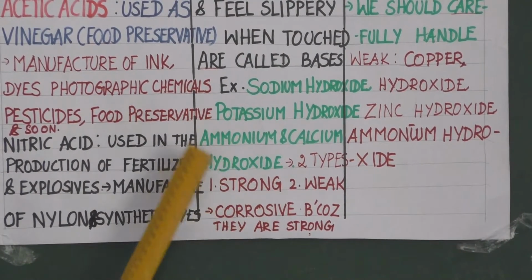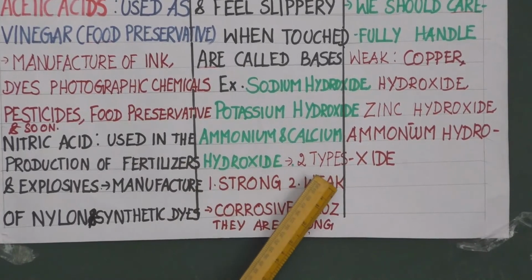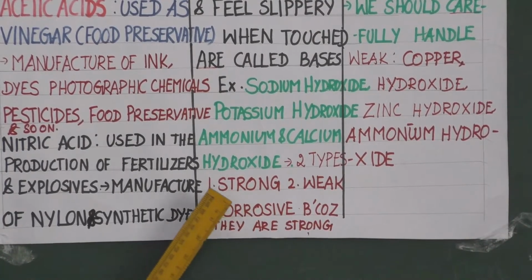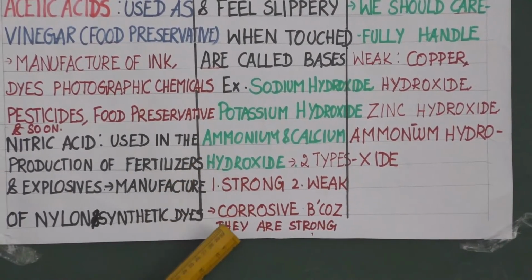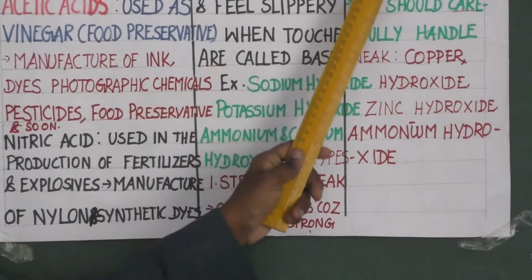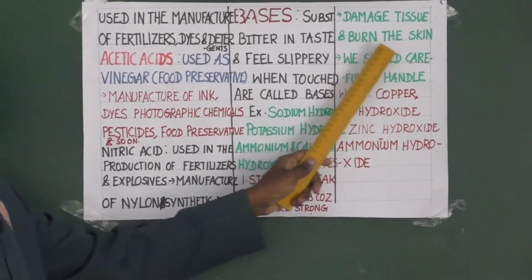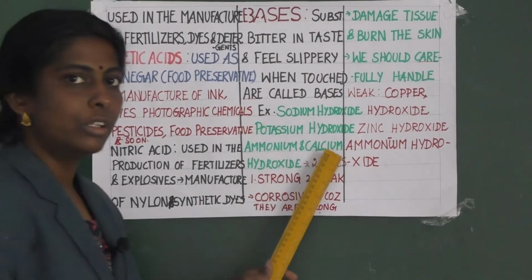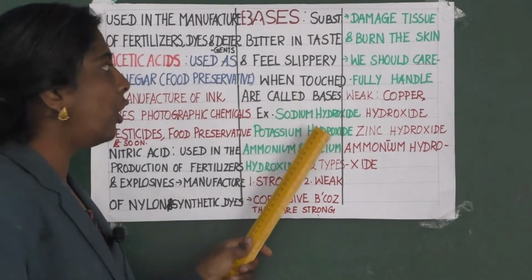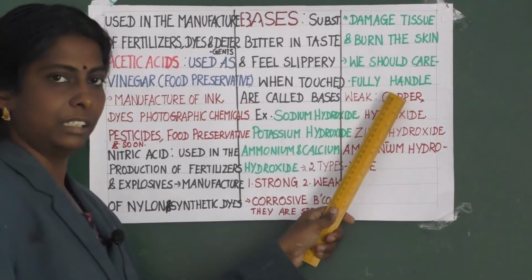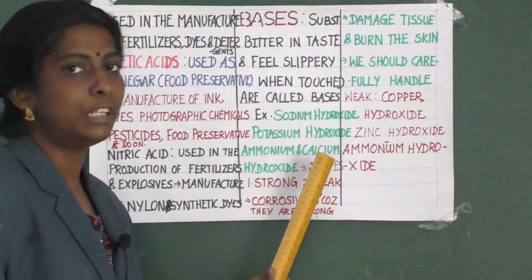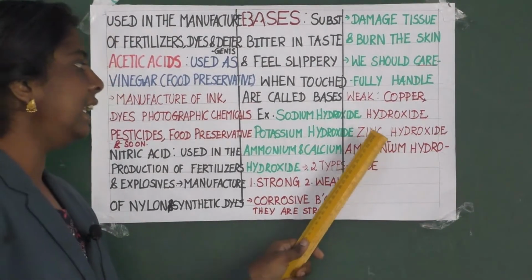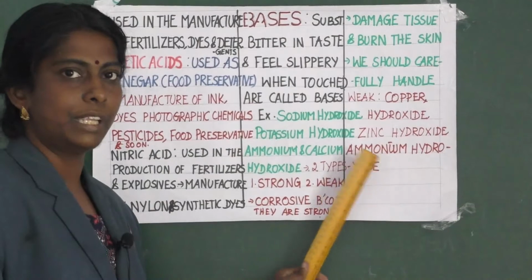Children, basically there are two types of bases, strong and weak. Strong bases are corrosive, so they can damage tissue and burn the skin. That's why they are strong bases. Since they are very strong, we should handle them carefully. Clear? Next is weak base, for example copper hydroxide, zinc hydroxide and ammonium hydroxide, and so many examples are there.